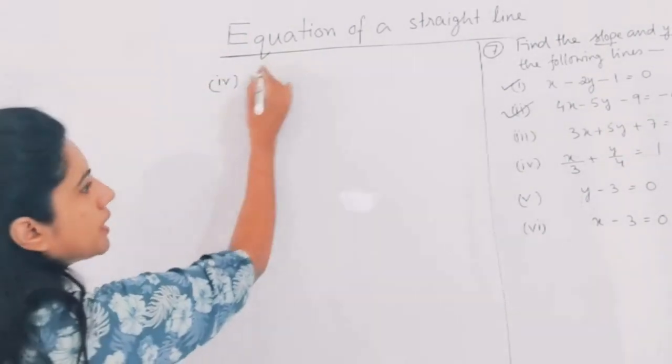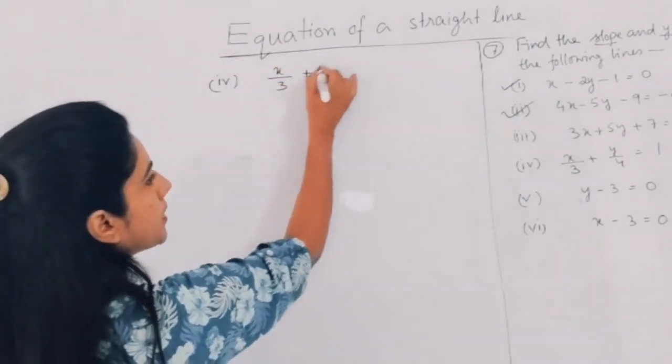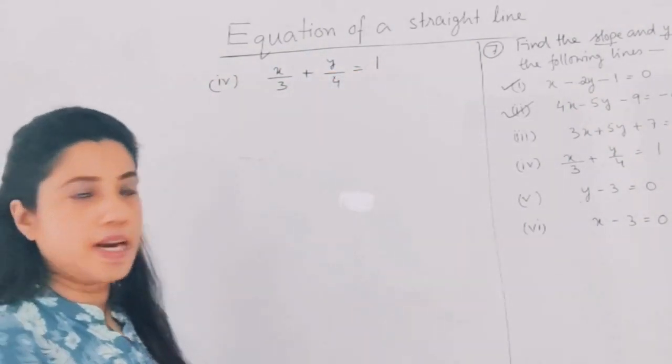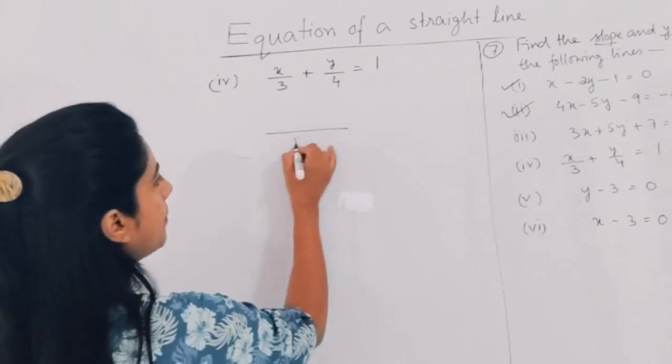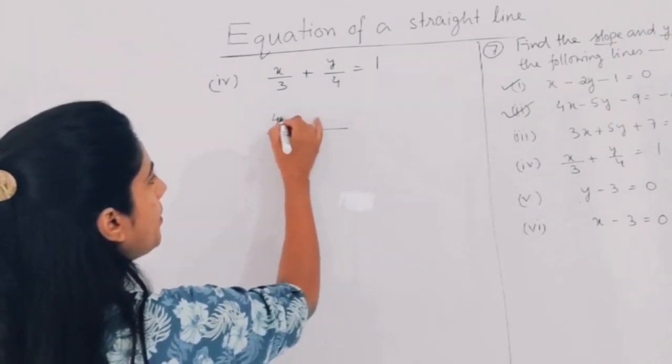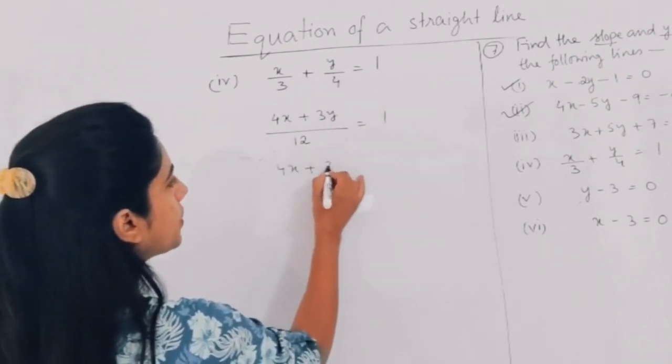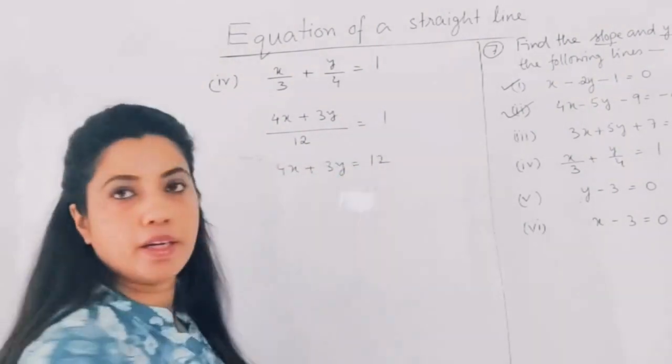Question 4 is x upon 3 plus y upon 4 is equal to 1. First you can get it in the standard form, that is taking LCM. 12 is the LCM, so it will be 4x plus 3y is equal to 12. Now you got it in the usual form.